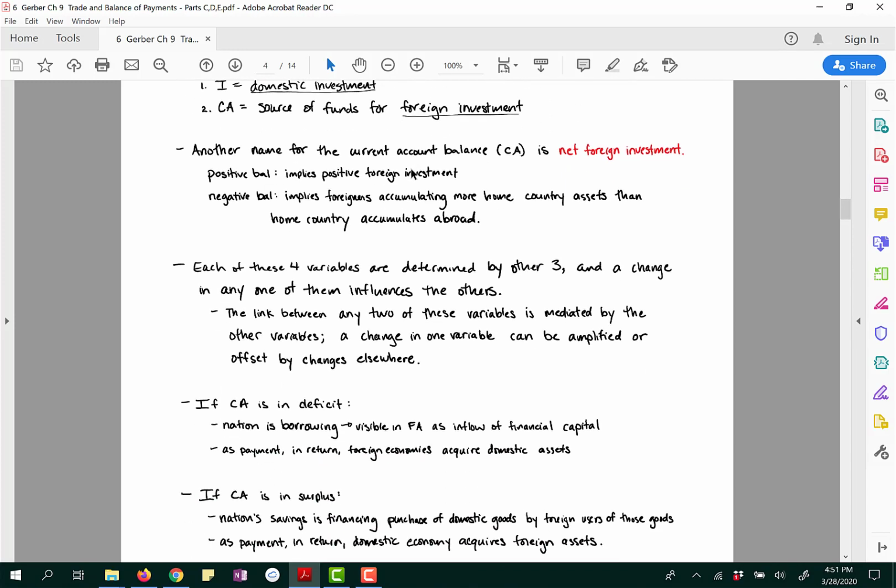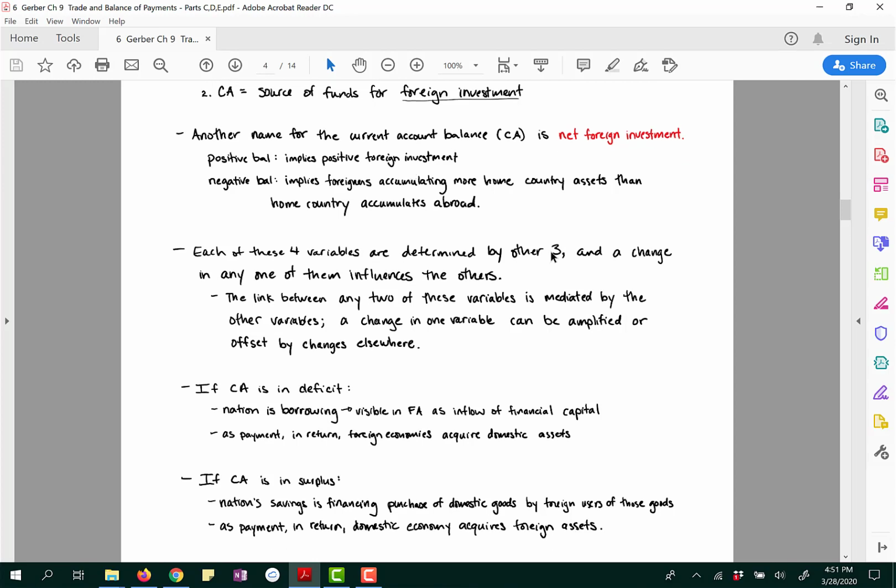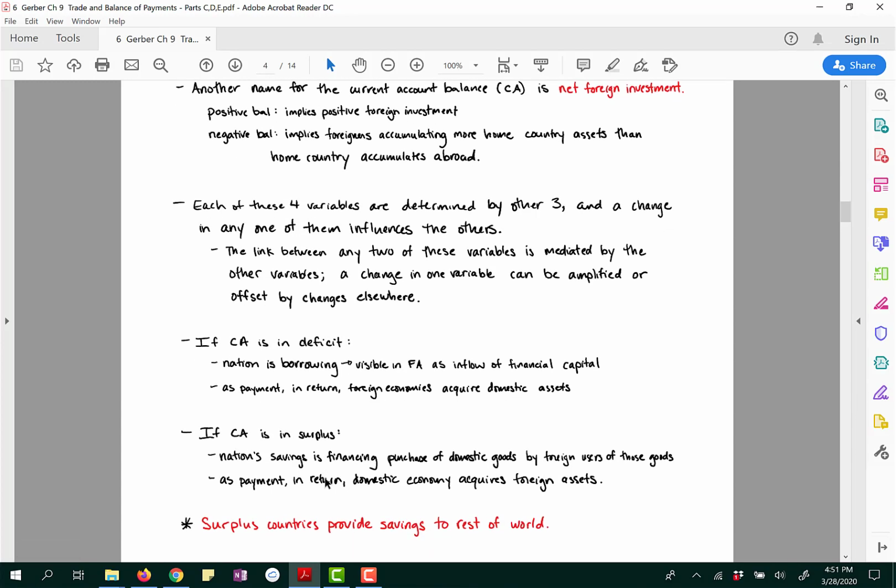The current account deficit is often discussed in terms of nations that have a current account deficit being net borrowers, and that borrowing is visible in the financial account as the inflow of capital. And nations that have a current account surplus are net savers, and they are loaning money to the rest of the world. And people often say the current account deficit is financed by U.S.